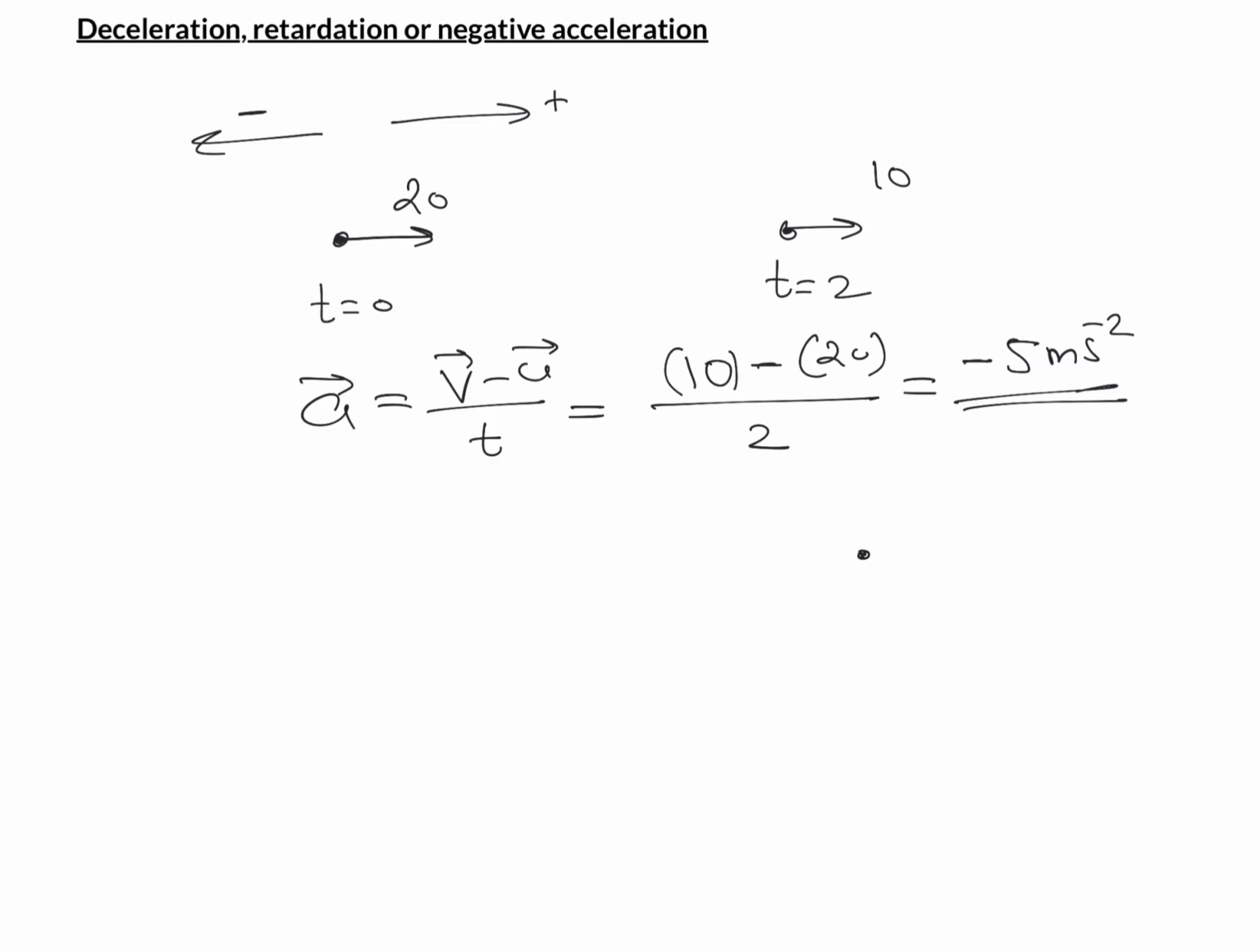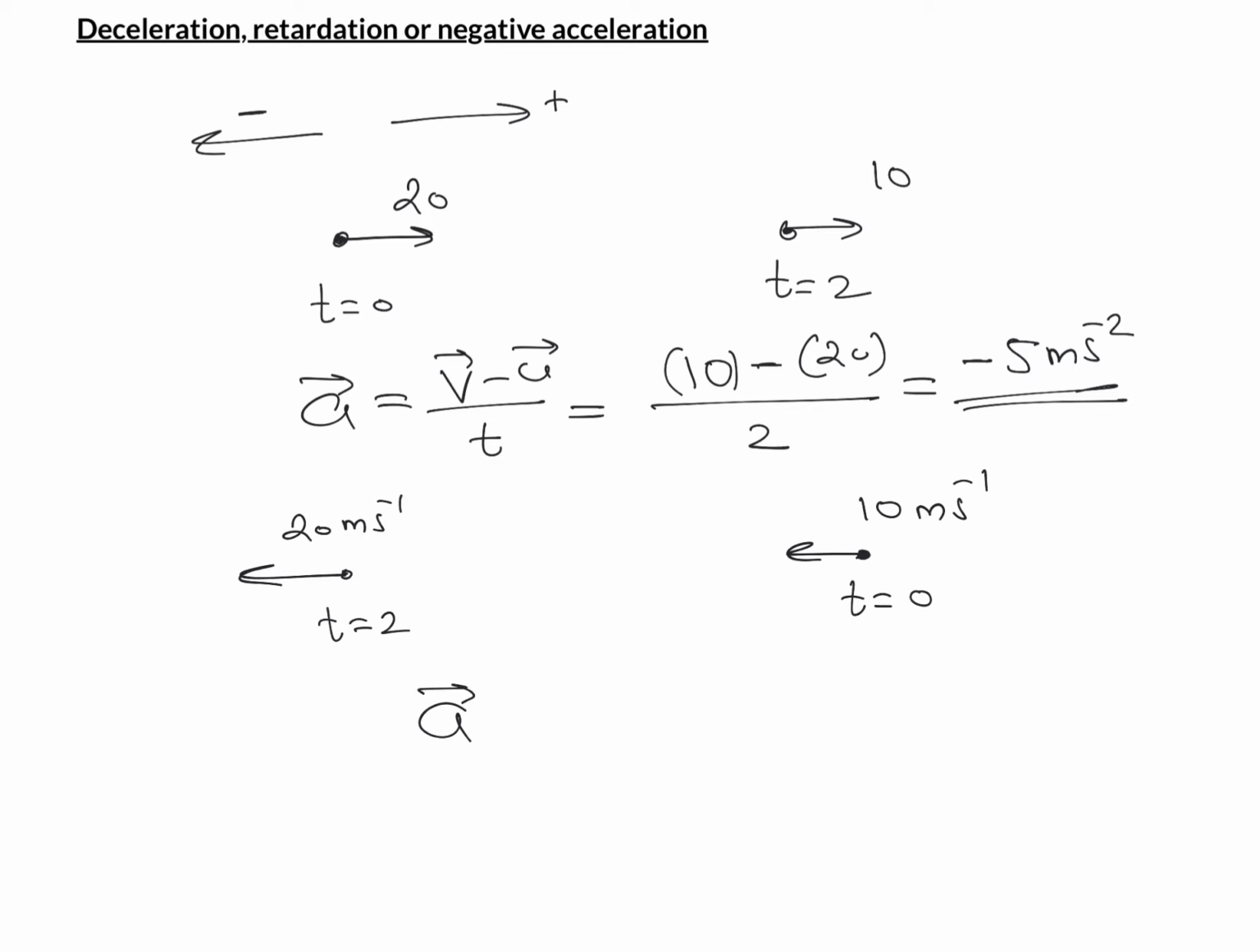Assume that a particle is moving towards left in such a way that its initial velocity was 10 meter per second when the value of time is equal to 0, and the value of its speed becomes equal to 20 meter per second when time is equal to 2 seconds. But here the particle is moving towards left, or towards the negative direction.